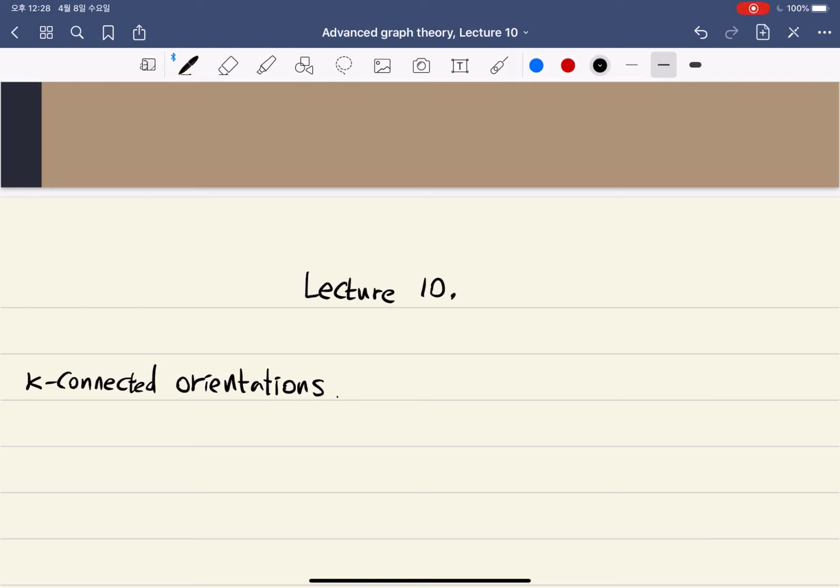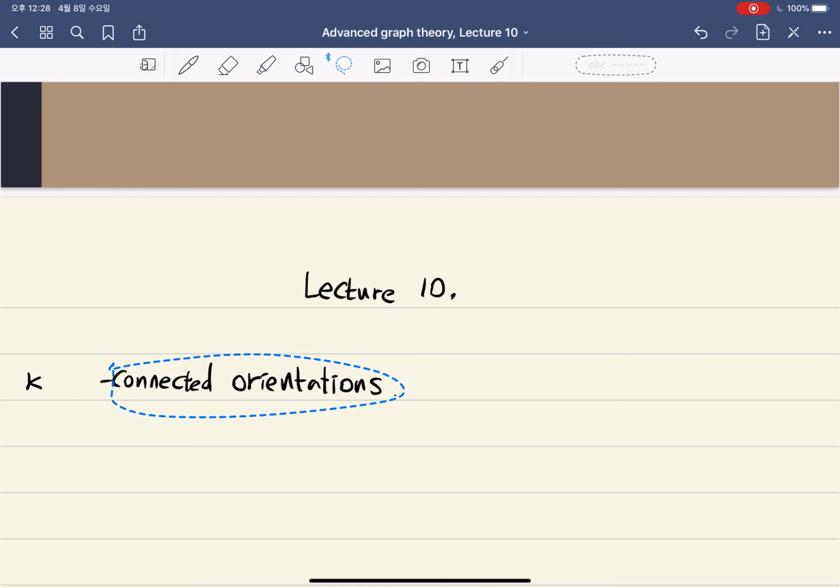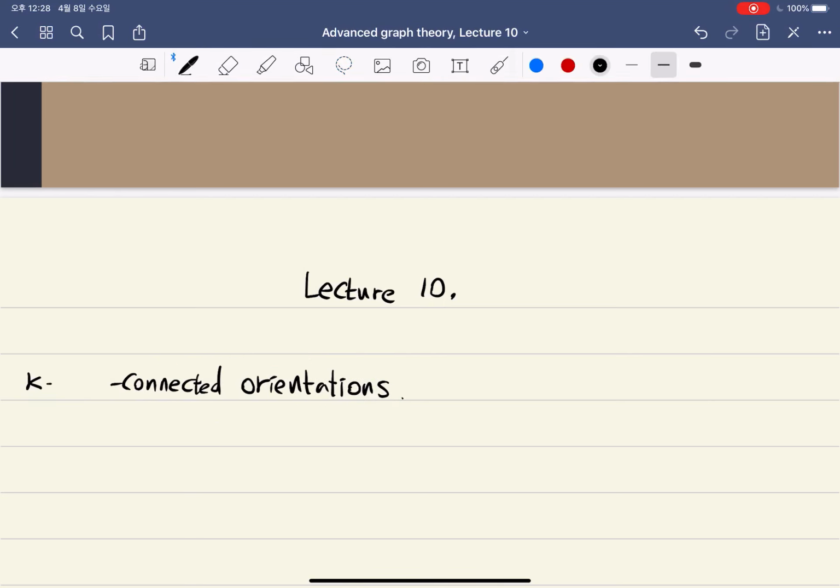So today we will learn about k-connected orientation. More accurately, k-edge connected. For graphs and digraphs, we define the connectivity. There is one thing different. For the undirected graph case, k-connectivity means that once we delete a vertex set W of at most k-1 vertices, in the remaining graph, we should still be able to find a path between two vertices.